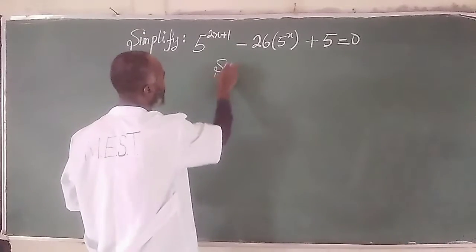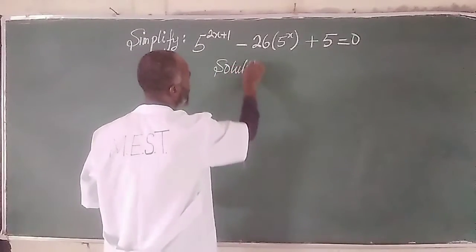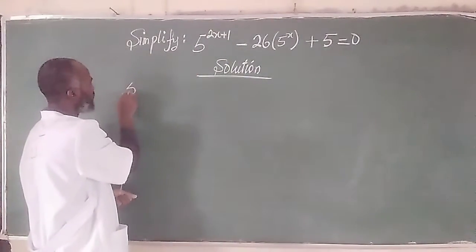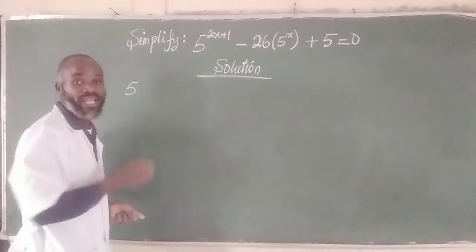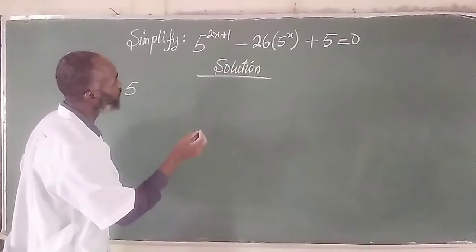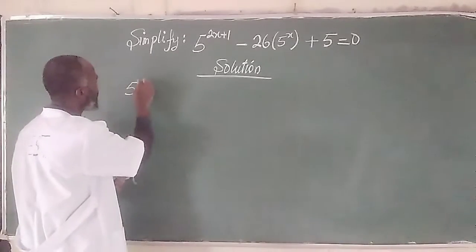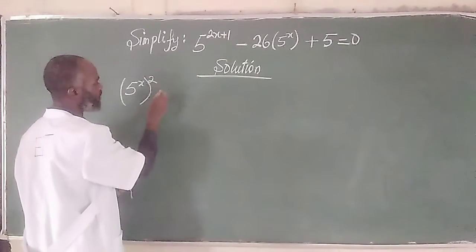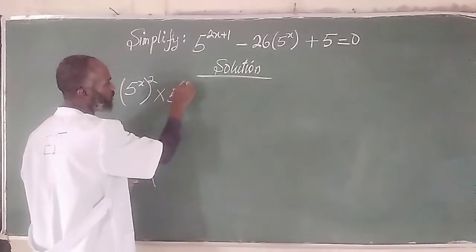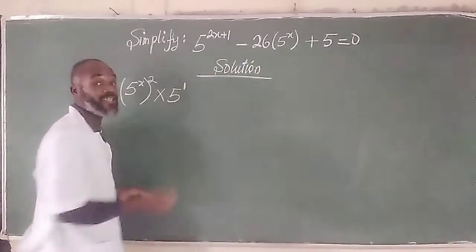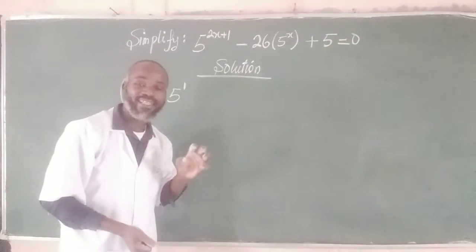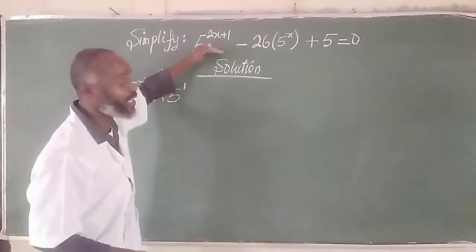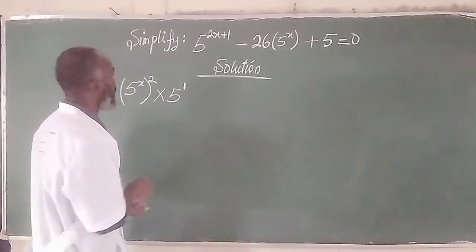We quickly write down the solution. Okay, our solution begins at this point. We take this and simplify it so that we can apply it along the line by the time we start solving. So we have 5^x squared. Look at this, I've taken it out, times 5 raised to the power 1. That's the meaning of this one you are seeing. It is an indicial concept. If you have learned the concept of indices, you will understand what has happened here. Then we move on to the next one.